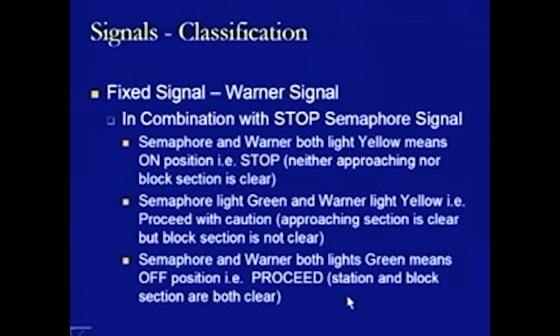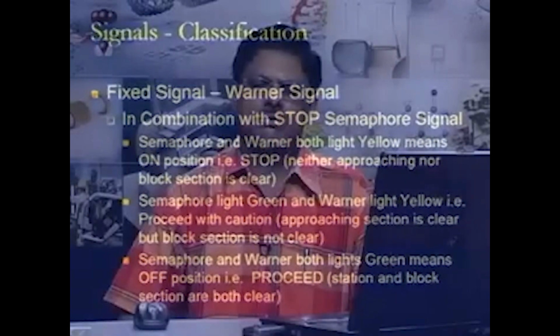Further, there is a condition where the semaphore and the warner signals both have light yellow colors. In terms of the light instead of the movable arms, this means an on position, and the stop condition will be there, that is, neither the approaching nor the block section is clear. That is the first condition, as we have seen in the previous one, where both the arms were horizontal.